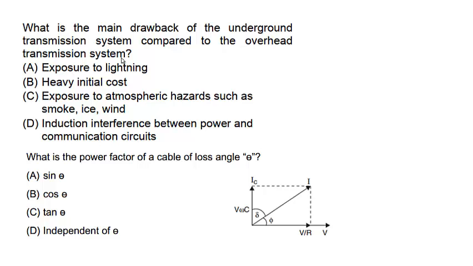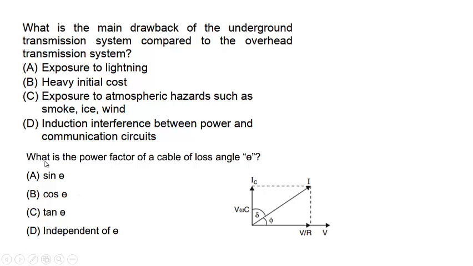What's the main drawback of underground transmission system compared to the overhead transmission system? Exposure to the light, not exposed to the light. Heavy initial cost. This is the main drawback of this. Exposure to the atmospheric hazards such as smoke, ice, and wind. This is not the drawback of underground transmission line. Induction interference between power and communication. This is not this. All these disadvantages are of the overhead transmission line. The main disadvantage of underground transmission is heavy initial cost.